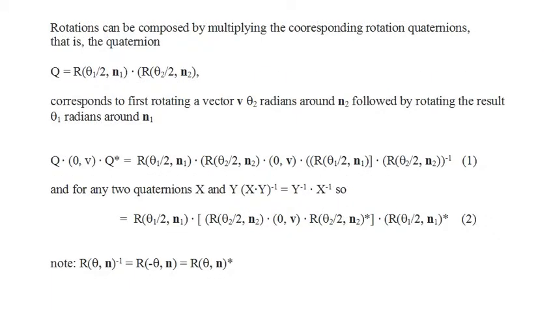We need one more property of rotation quaternions and we'll be ready to solve the orientation problem. Given two rotations, theta 1 around n1 and theta 2 around n2, the product of the quaternions representing the two rotations represents one rotation followed by the other. The expression for rotating a vector using the product quaternion is expanded on line 1. Note that the inverse of the product of any two quaternions x and y is given by the product of y inverse times x inverse. Making that substitution in line 1 leads to the result in line 2.